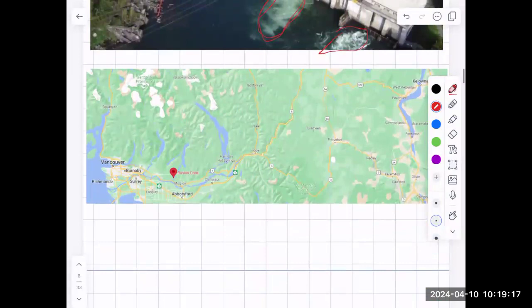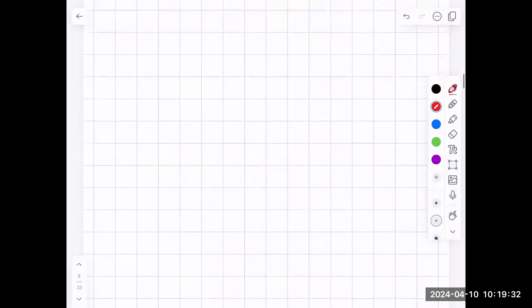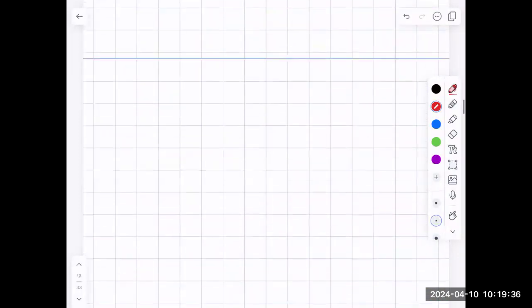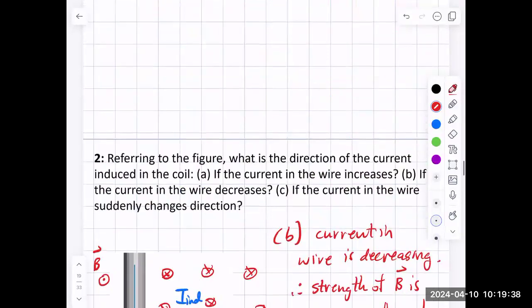Okay, so that's located here. It's on the map. Where do we live? We live over here, and here's that hydro dam. So it's probably about 80% of the way towards Vancouver if you wanted to see it. Okay, good.